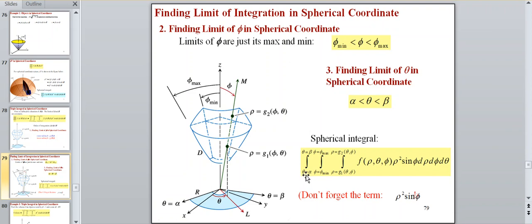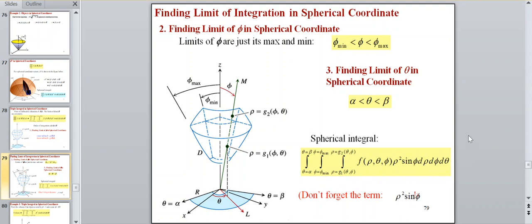And theta is from alpha to beta. So this is our f and this is our d phi. So we first integrate with respect to rho, then with respect to phi, then with respect to theta, and we will find the answer. You can see here they mention, do not forget rho squared sine phi.